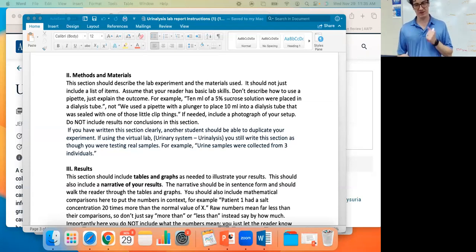This is fairly straightforward. This should be pretty easy. At this point, y'all have written a couple of introductions. I think you even said just now that y'all wrote the entire report rather than just the introduction. So you should be fairly well practiced at this point.